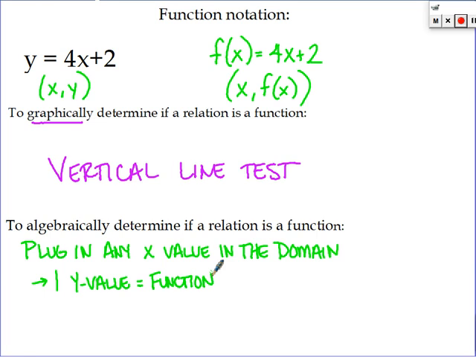If you get 2 or more, and 99% of the time you're just going to get 2, but if you get 2 or more y values, then it's just a relation.